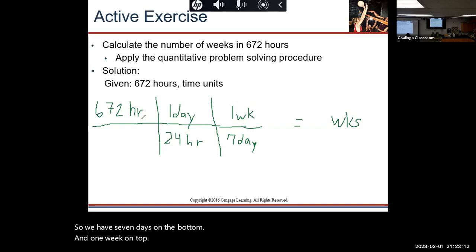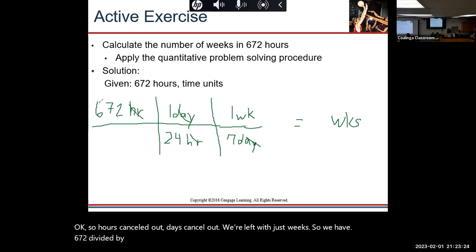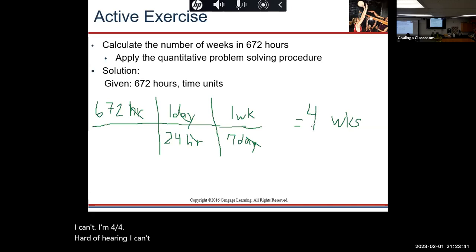Okay, so hours cancel out, days cancel out, we're left with just weeks. So we have 672 divided by 24, then divide that by 7. What do you get? Four.